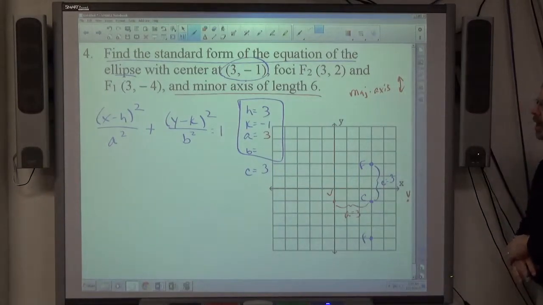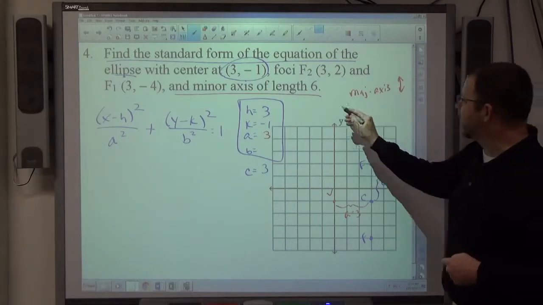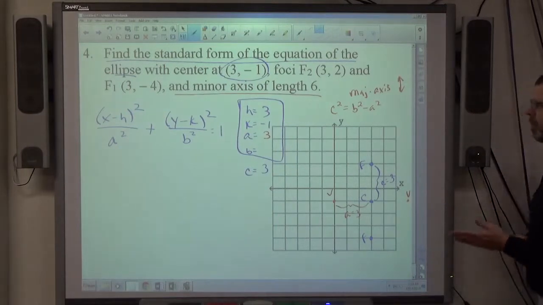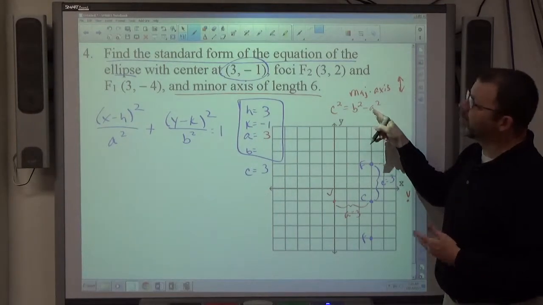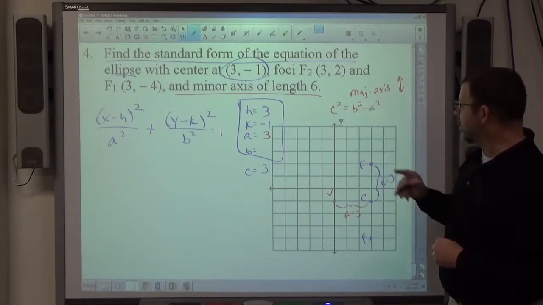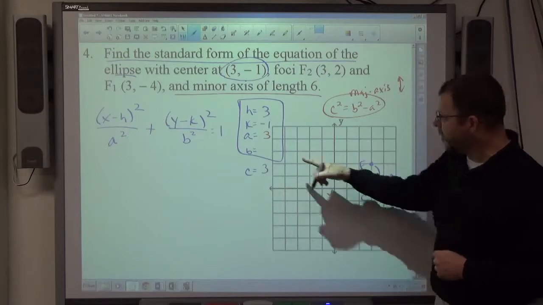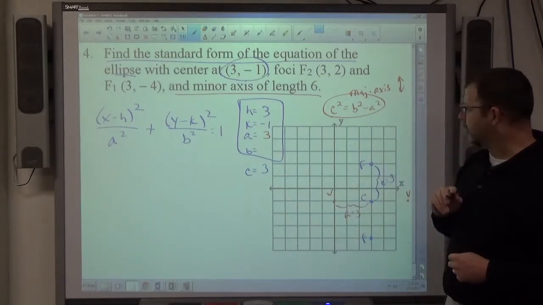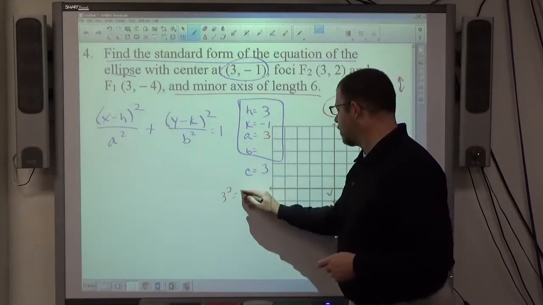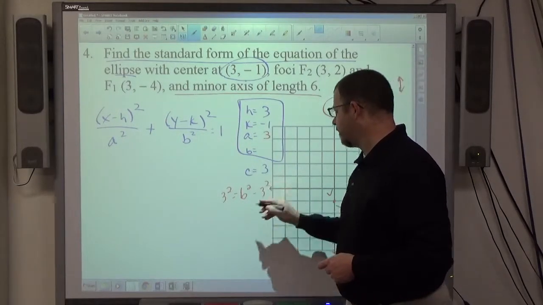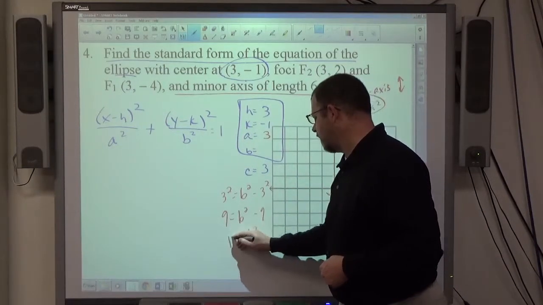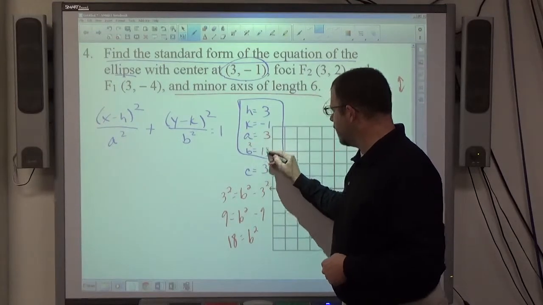Okay. And finally, if the major axis is vertical, that tells me that c squared is equal to b squared minus a squared. Remember, with ellipses, you either have b squared minus a squared or a squared minus b squared, depending on which one's bigger. Major axis vertical means b is bigger, so we're going to use that relationship between a, b, and c. Since I know both a and c, I can just substitute those numbers in. So c squared, 3 squared, equals b squared, which I don't know yet, minus a squared, which is 3 squared. 9 equals b squared minus 9, so therefore b squared has to equal 18. B squared equals 18.